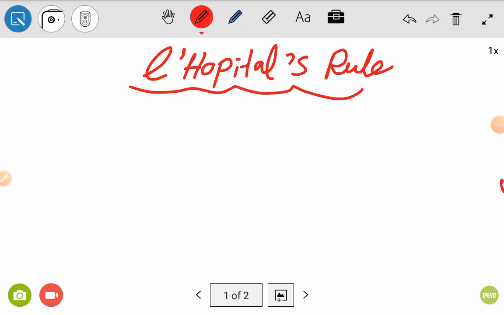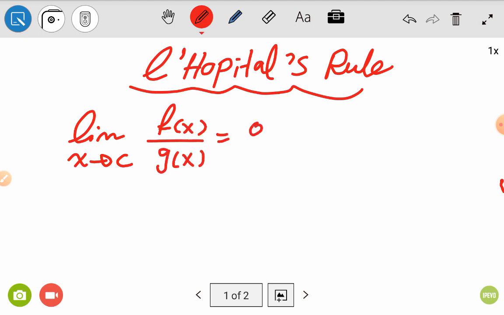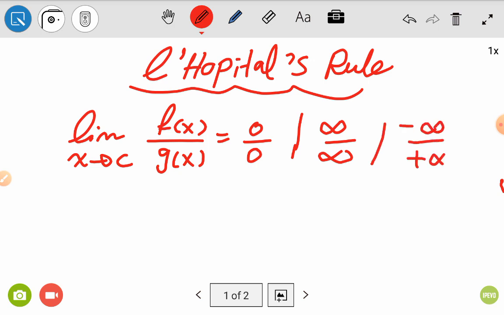My first lesson in calculus, inshallah, is L'Hopital's rule. L'Hopital's rule states that if the limit as x approaches c of f of x over g of x is equal to one of the indeterminate forms, 0 over 0, or positive infinity over positive infinity, or negative infinity over positive infinity, or positive infinity over negative infinity, we should know that by using the derivative you can get something useful. You can find your answer quickly and easily.